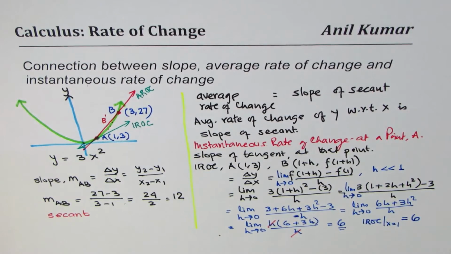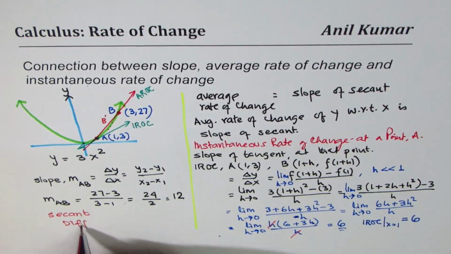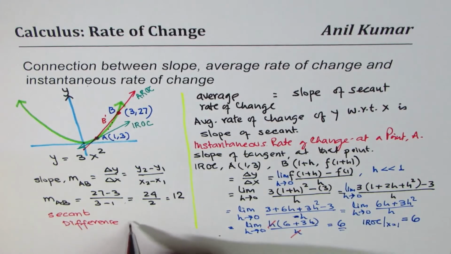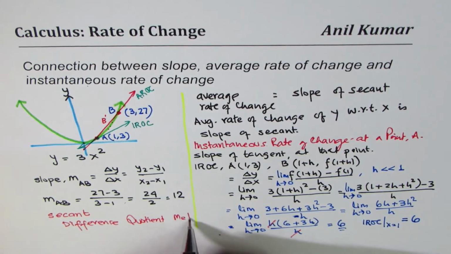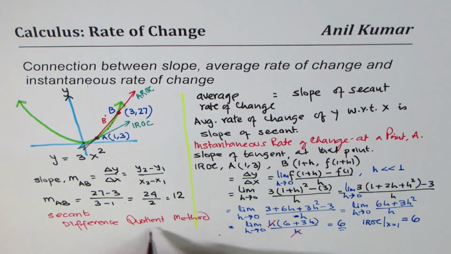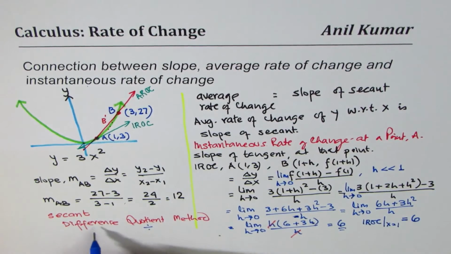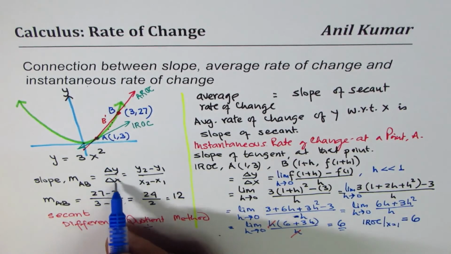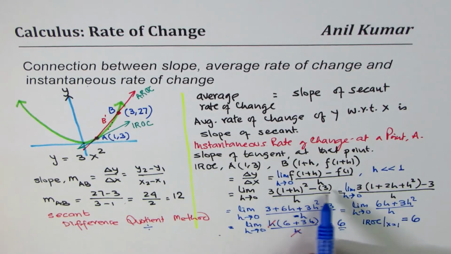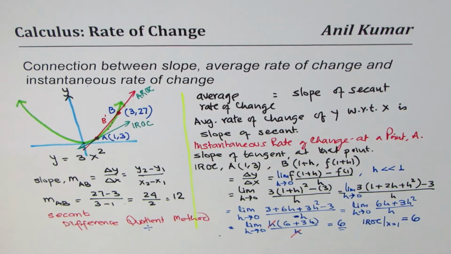We'll do some examples to elaborate on this process, which is also called the difference quotient method. Let me write down here. It's called the difference quotient method, right? Quotient means division, right? So it means division. Difference is delta y over delta x. That is the difference quotient. This is basically delta y over delta x, change in y over change in x.